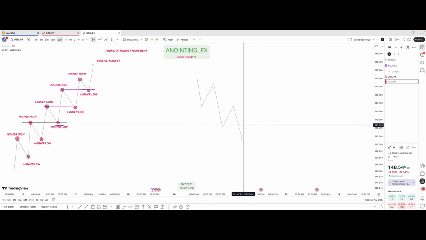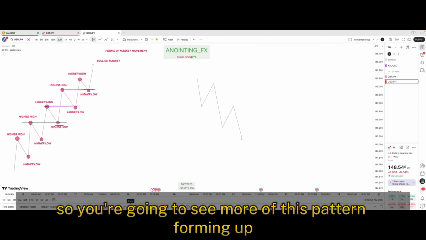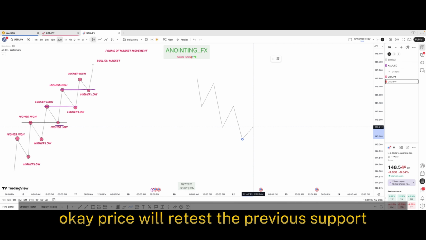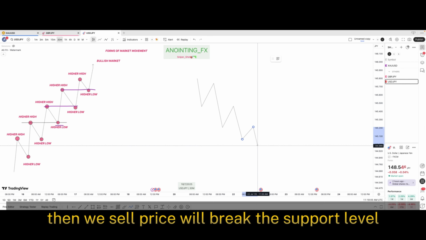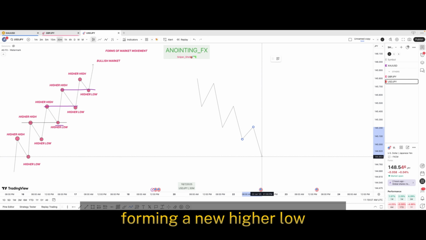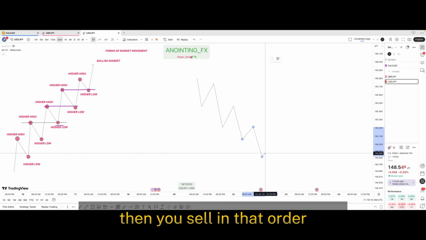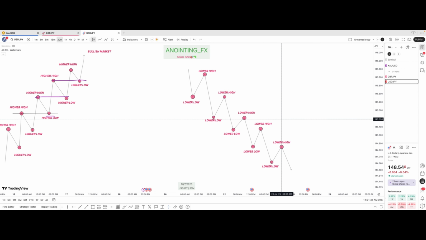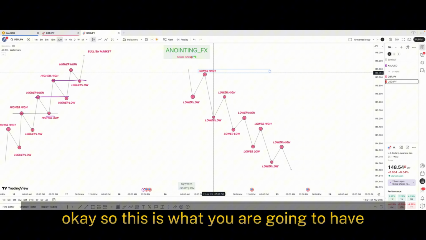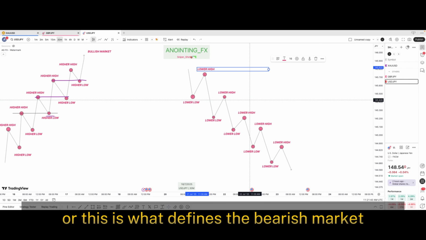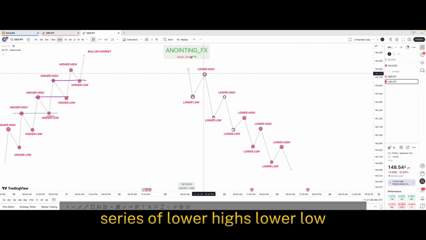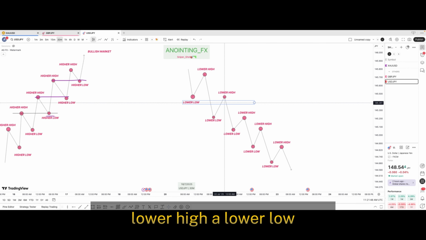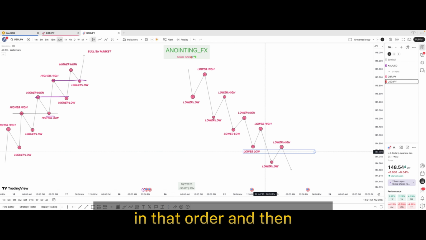Okay, so you are going to see more of this pattern forming up. Price will retest the previous support, then you sell. Price will break the support level, forming a new lower low, then you sell, in that order. Okay, so this is what defines the bearish market. Series of lower highs, lower low, lower high, a lower low, a lower high, a lower low, in that order.